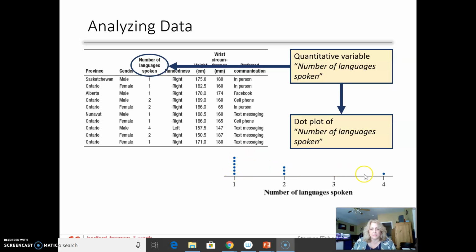We can tell something about the shape of this, how unusual it is for somebody to speak 4 languages. When we talk about distribution, and you might as well start learning the acronym, we're talking about shape, outliers, centers, and spread. That is something we would do with quantitative variables.